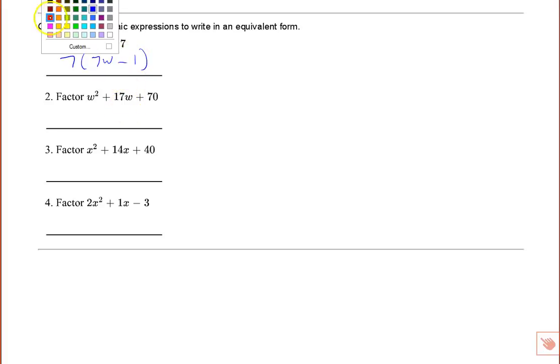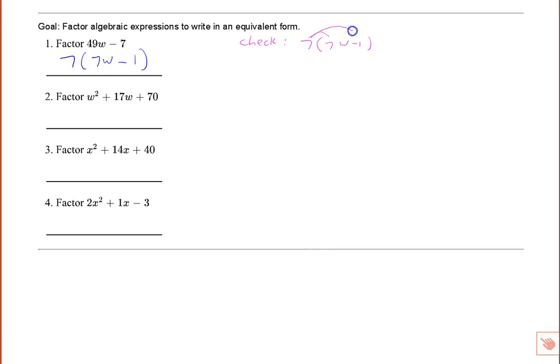And you can check. I'm going to go over here and check. The nice thing about factoring is that it's actually quite easy to multiply back out. 7 times (7w minus 1). If I were to multiply these, I would distribute, and I would get 49w minus 7, which is exactly what I started with. So my check works.